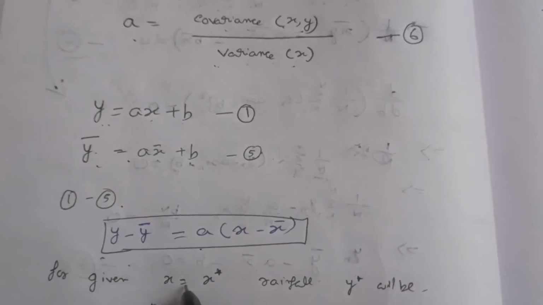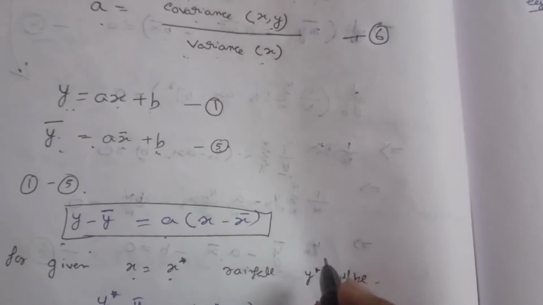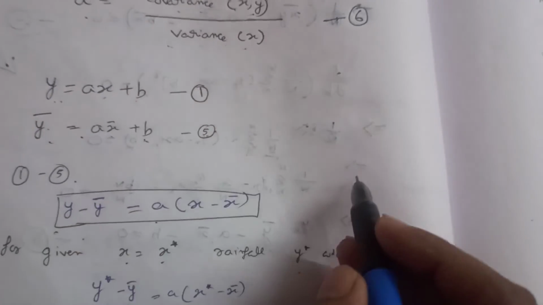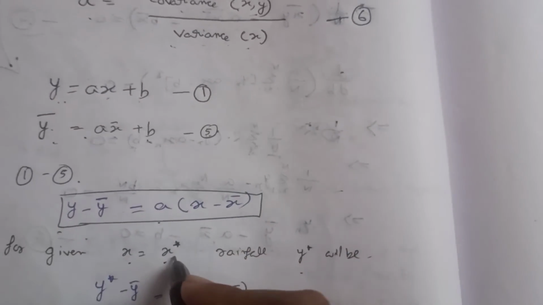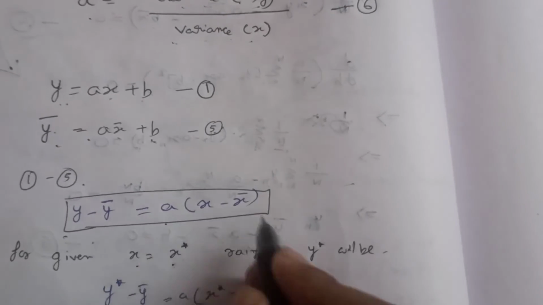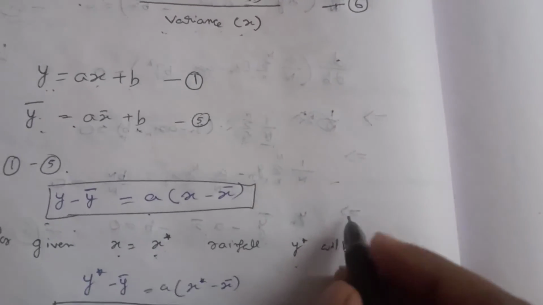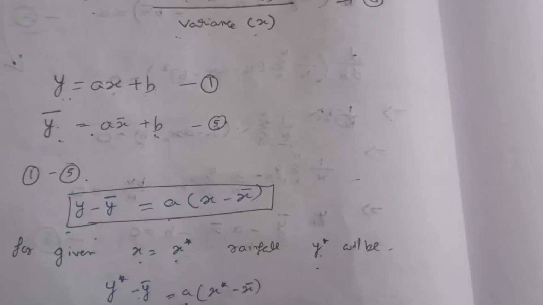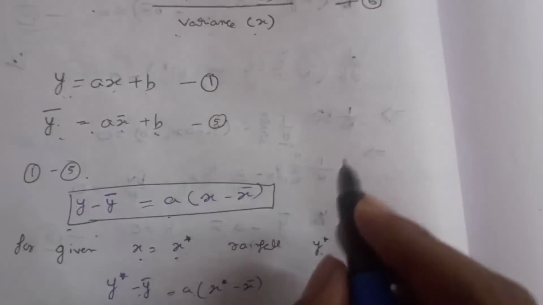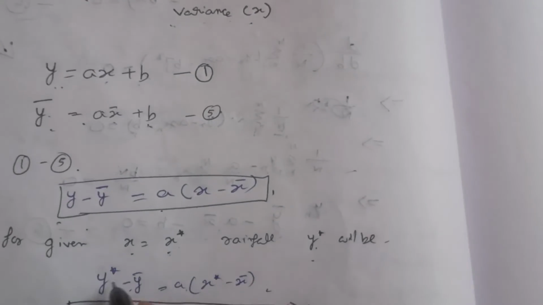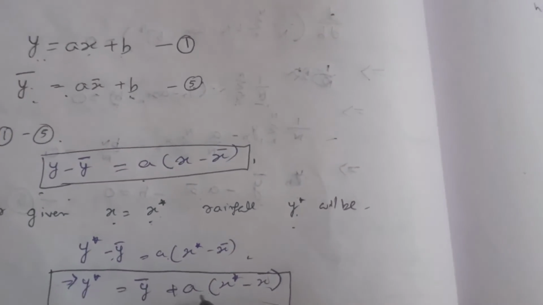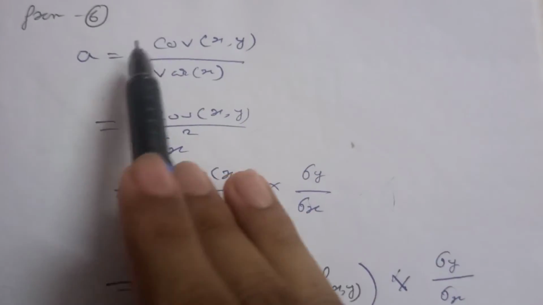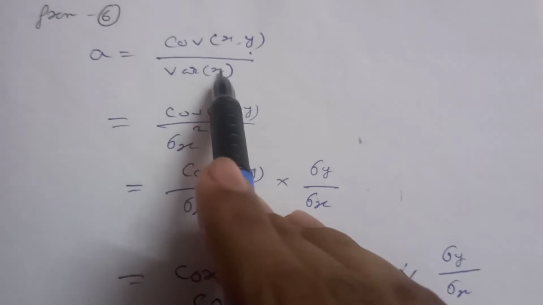So for a given x equals x star, what will the rainfall y star be? Suppose the heat of a particular day is given as x star. We are going to calculate the rainfall of that particular day, that is y star. That will be y star minus y bar equals a of x star minus x bar. We are getting that from this equation. So y star will become y bar plus a of x star minus x bar from equation 6. What is equation 6? That is a equals covariance of x comma y divided by variance of x.